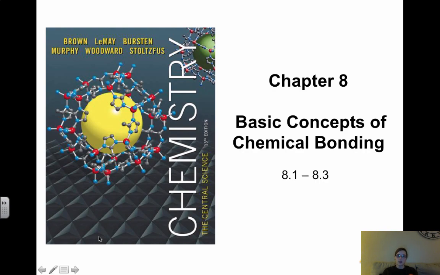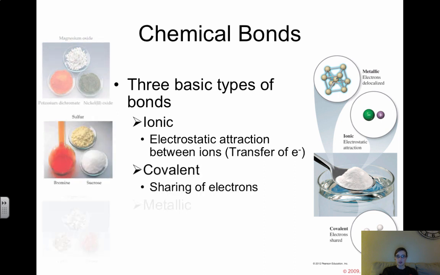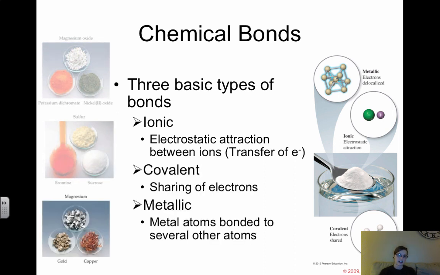Hi everyone, and welcome to the video on the basic concepts of chemical bonding. This is based on 8.1 to 8.3 in your book, and we're just going to focus on the different types of bonding. There are three basic types of bonds. First we have ionic. Ionic bonds are based on the electrostatic attraction between the ions, and this is really based on the transfer of electrons.